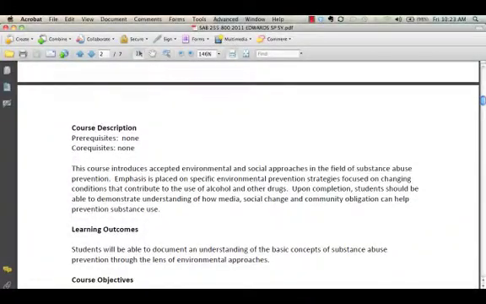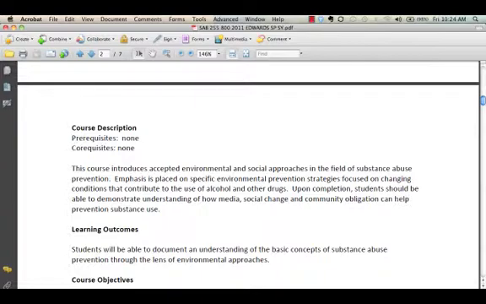Course description. Course introduces environmental and social approaches in the field of substance abuse prevention. We want to look at environmental prevention strategies, which means directing services, prevention services, or other types of services towards the community and not individuals. Focus on changing conditions that contribute to the use of alcohol and other drugs. Students need to be able to demonstrate an understanding of how media, what we call social change, and community obligations or community organizational patterns can help prevent substance abuse.